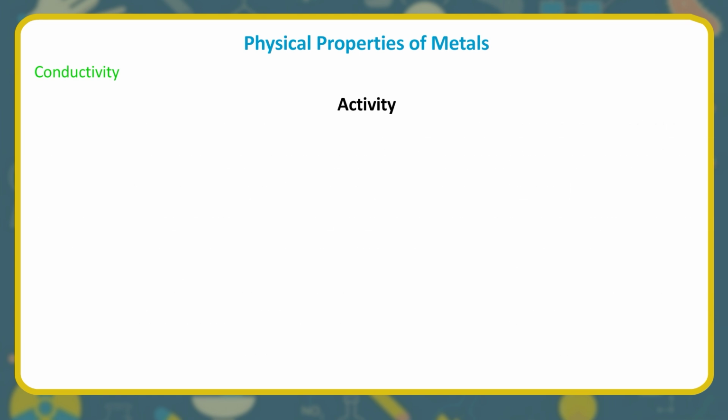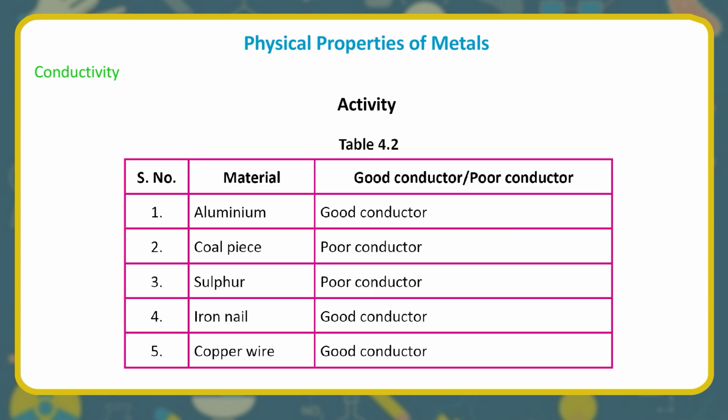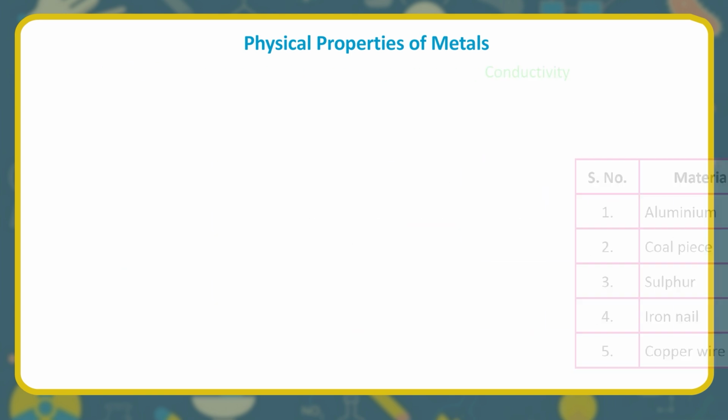Record your observations in a table. Serial number. Material. Good conductor or poor conductor. 1. Aluminium. Good conductor. 2. Coal piece. Poor conductor. 3. Sulfur. Poor conductor. 4. Iron nail. Good conductor. 5. Copper wire. Good conductor.